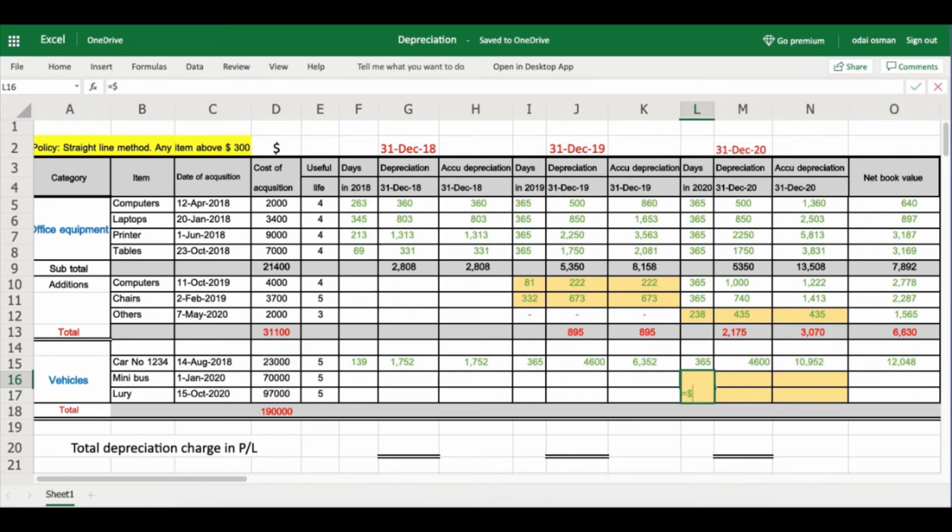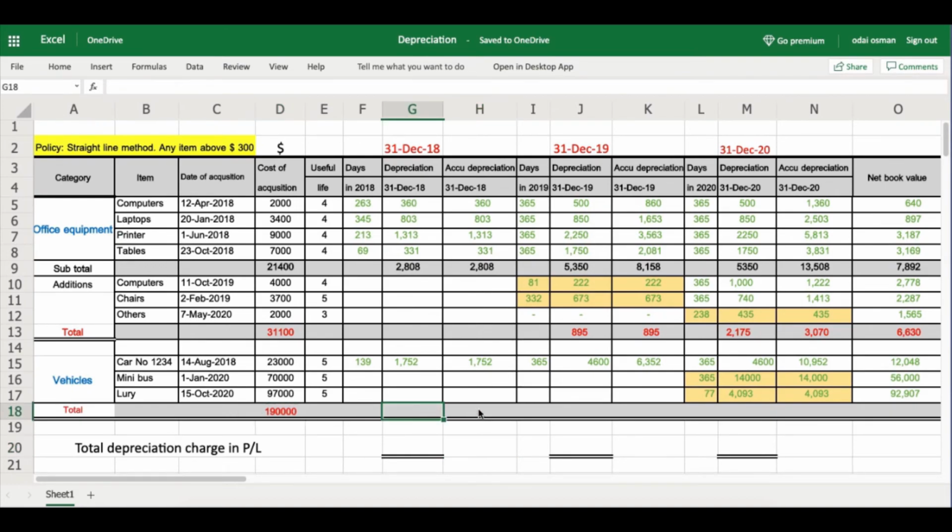$, M again, $, 2 minus this date, 1st of January, gives us 365 days. We will drag down the formula to apply to the another one, equal to sum of this amount, put sum of this amount.